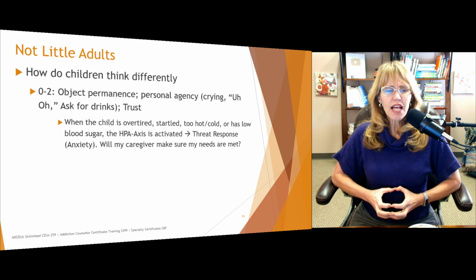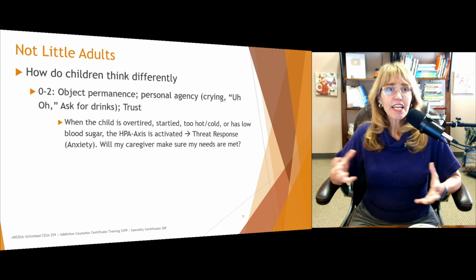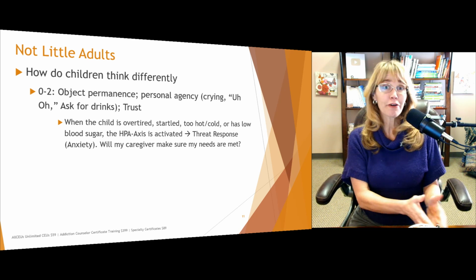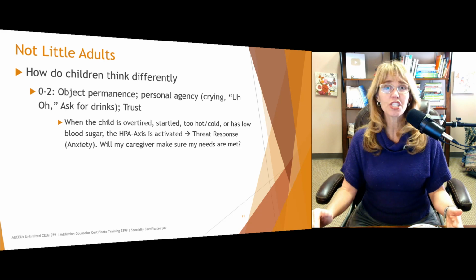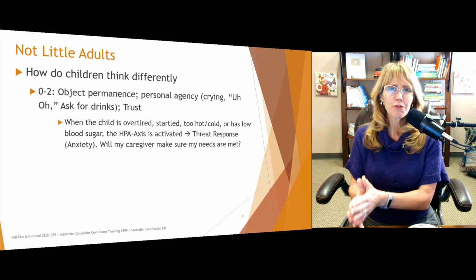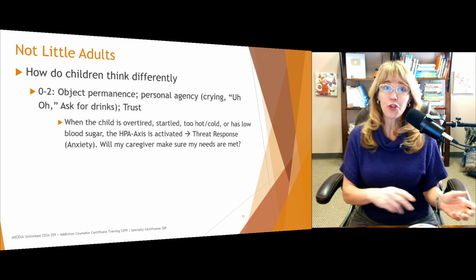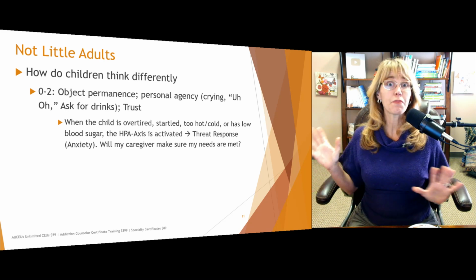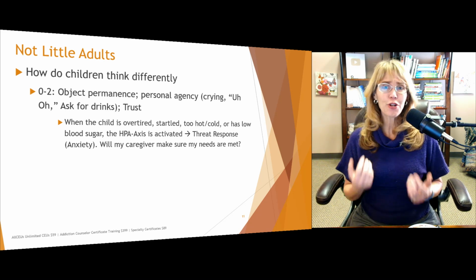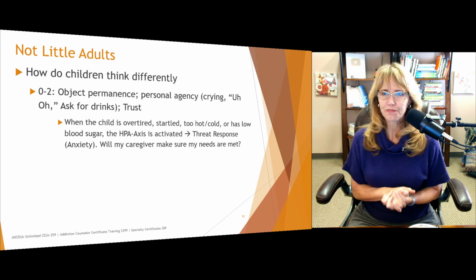So children are not little adults. At the age of 0 to 2, they don't have vocabulary at all, and then up through just starting to learn vocabulary. They are developing object permanence. Infants, if you are not in their sight, you've disappeared. They don't know that you're in the kitchen. They don't know that you're going to be right back.